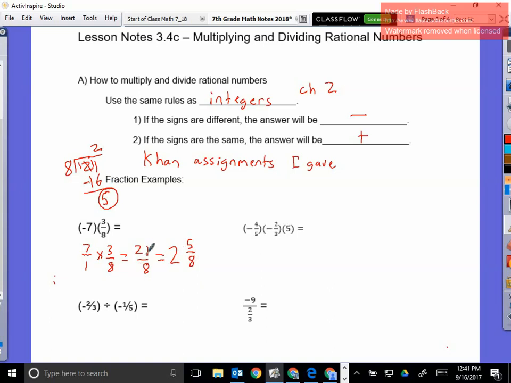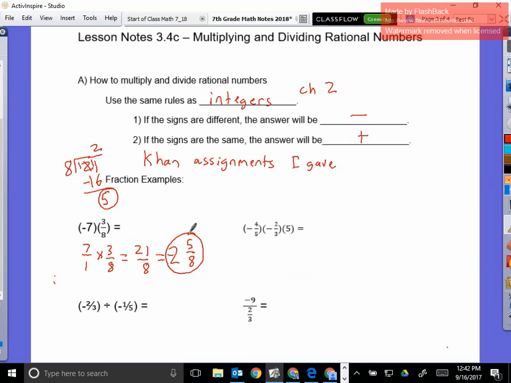This is something you guys have probably done before. That's just a little quick review for you on that. All right, that's our answer. Last step we got to do is we need to check these rules up here. We need to figure out if it's going to be a positive or negative answer. Since these two numbers are different, one's negative, one's positive, we're going to make our final answer negative. All right, there we go. That is what we got. -2 and 5/8 is our answer for that one.